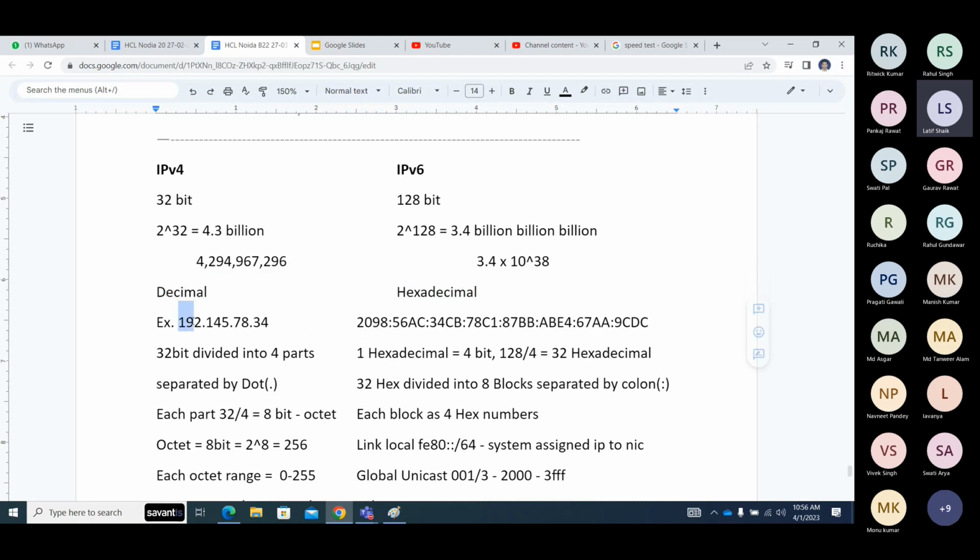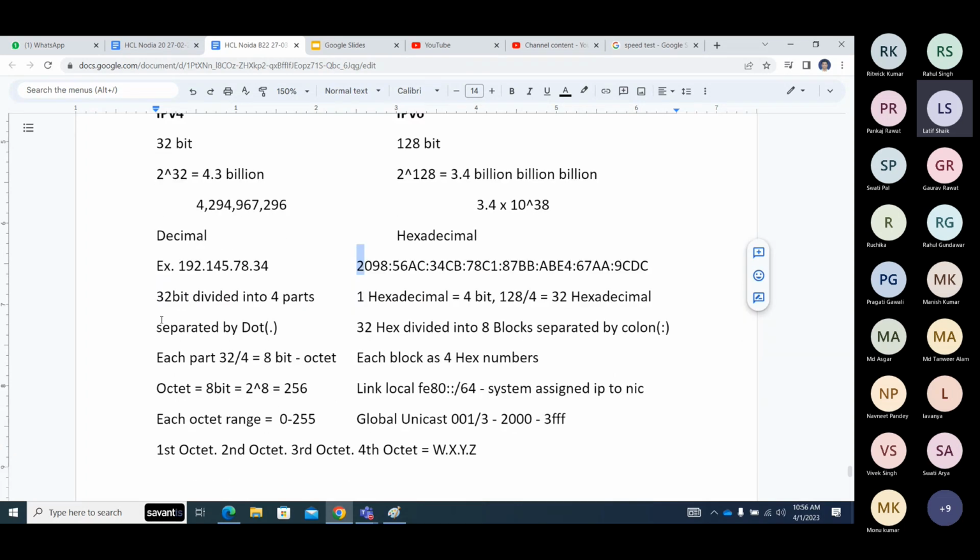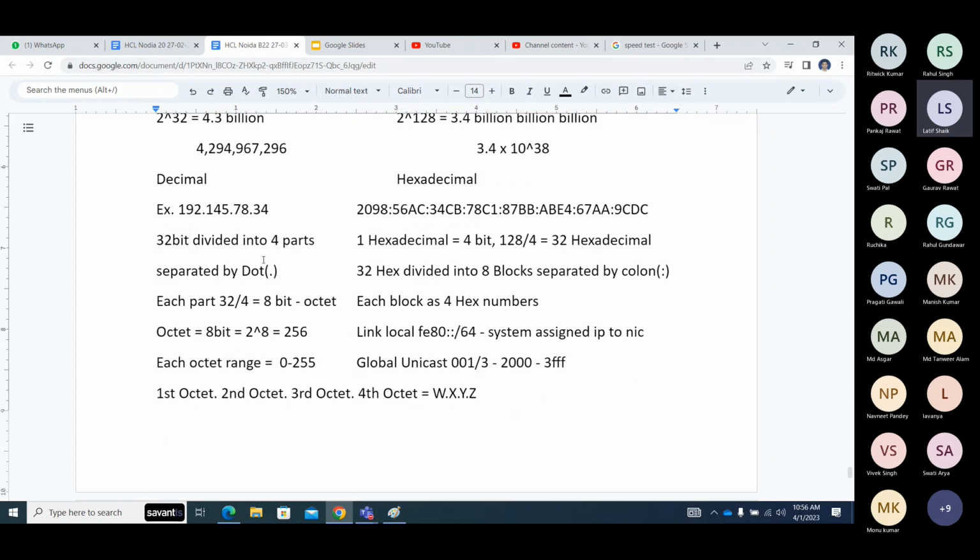So it is usually decimal numbers only, guys, and here each digit is a hexadecimal number. IPv4 is 32 bit and is divided into four parts. Why four parts? It is to represent the network and host related concept, so they divide it into four parts, not just 1, 2, 3, 4 numbers, because an IP address is a logical address.